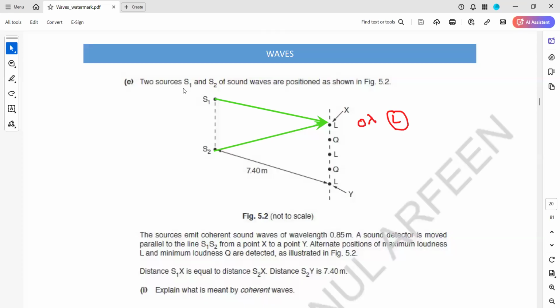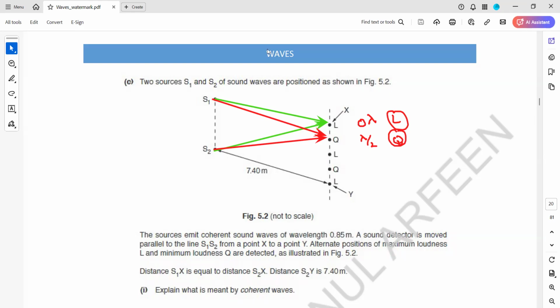Then the second one, there's a quiet sound. What is the reason for the quiet sound? The path difference has changed to half wavelength. When the path difference is a half wavelength, we'll observe a minima, and that's why we observe a quiet sound. They cancel out the effect of each other.